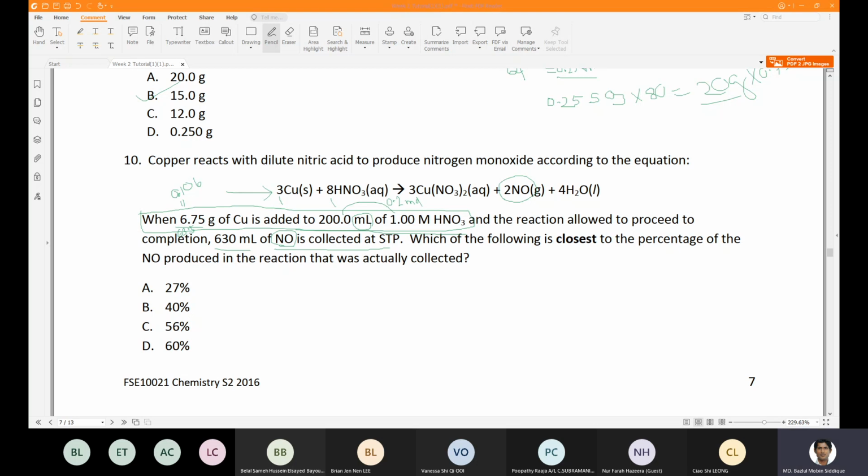Who do I ask? Brian, can you tell me how do you find the limiting reactant here? No pressure, no marks deduction. I will not scold you either. No problem.